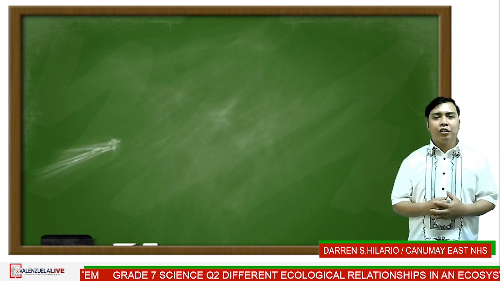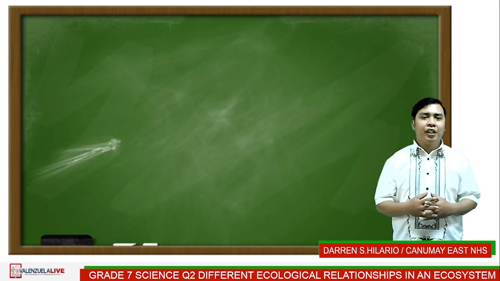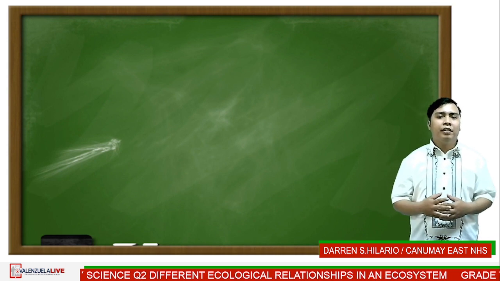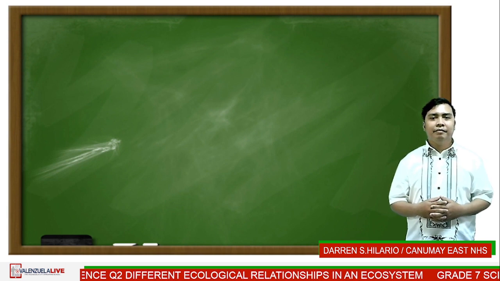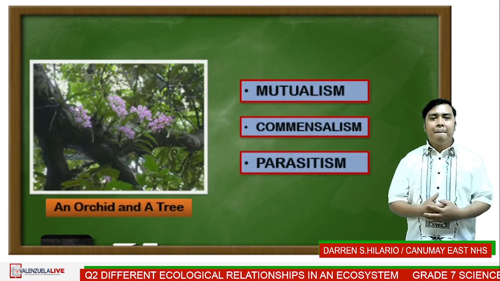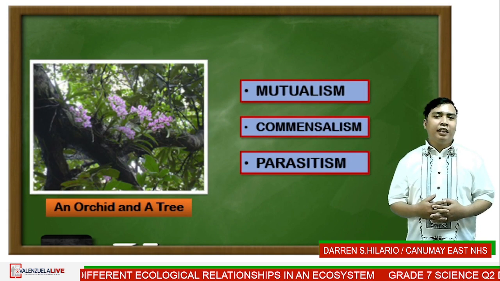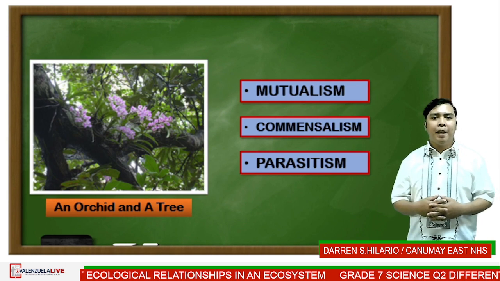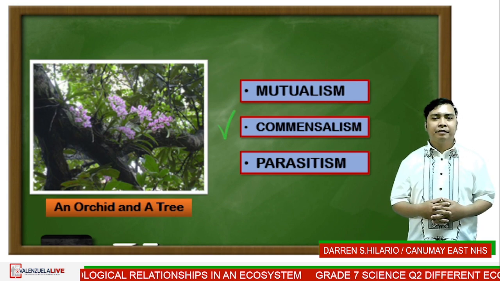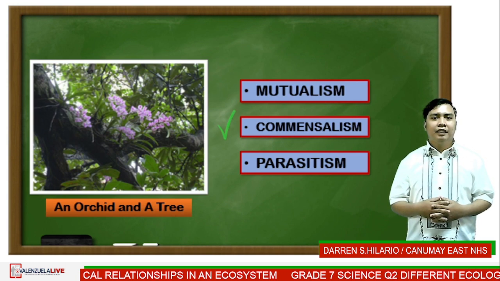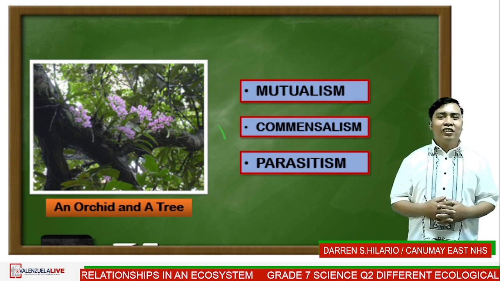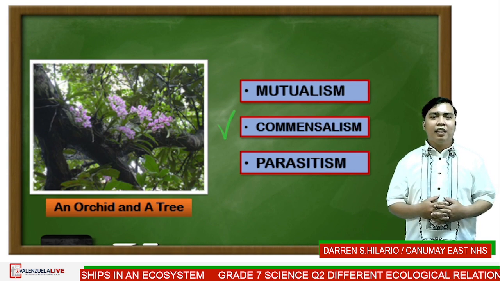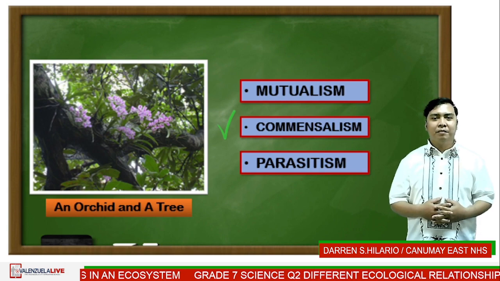Before we proceed to the next topic, let's have this exercise to see whether you still remember the concepts we have discussed. The picture shows an orchid and a tree. What symbiotic relationship exists between them? Correct! The answer is the orchid and tree relationship is known as commensalism.